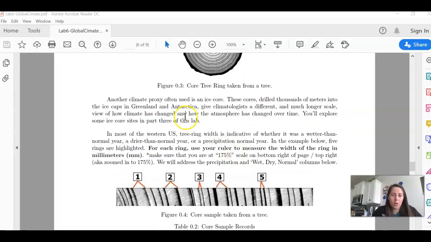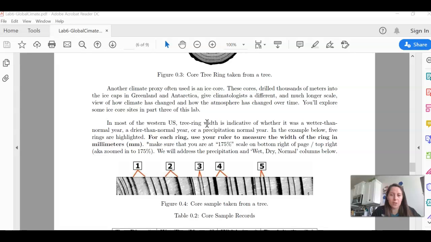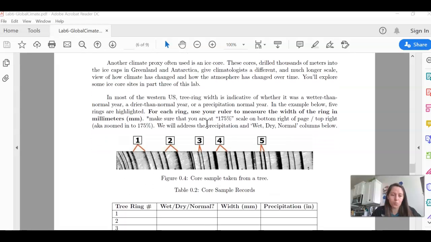Okay. So another climate proxy often used is an ice core, and you'll see that later. These cores, drilled thousands of meters into the ice caps of Greenland and Antarctica, give climatologists a different and much longer scale view of how climate has changed and how the atmosphere has changed over time as well. You'll explore some ice core sites in part 3 of this lab, so we'll leave that for a little bit later, but again, it's another good data proxy that we have.